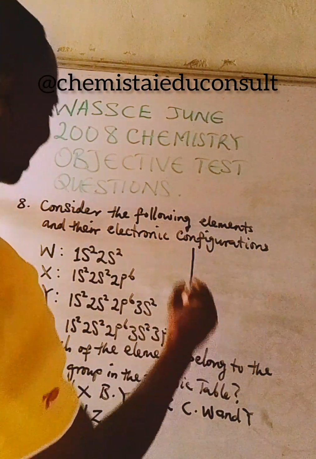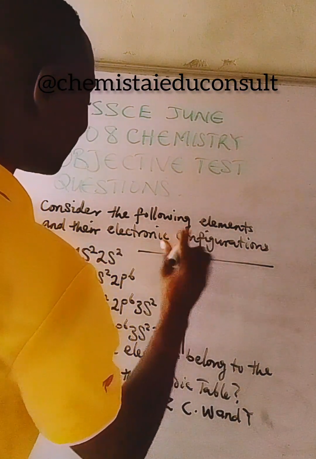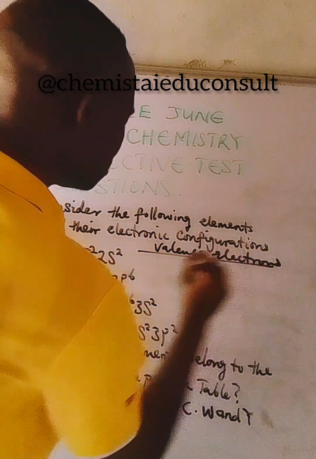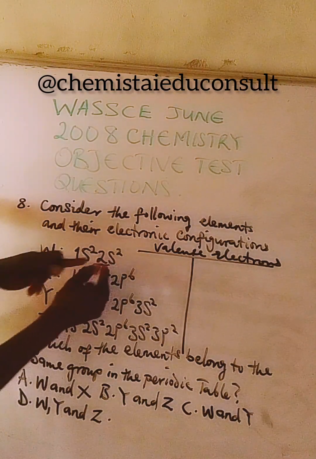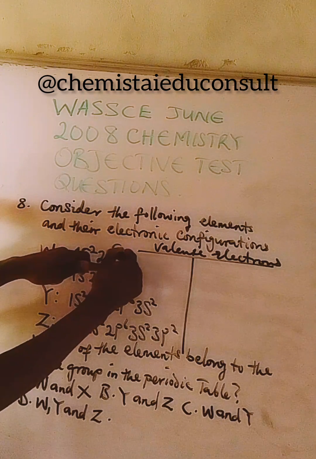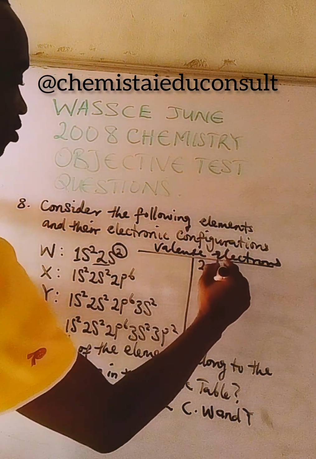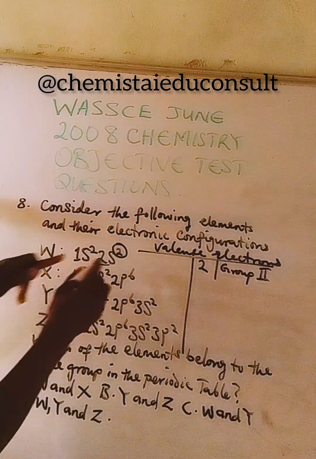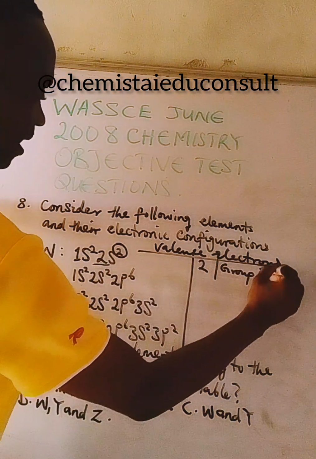So to find the valence electrons, you locate the last shell. Like here we have shell 1, shell 2. This is the last shell, and this is the orbital. The number of electrons on this last shell is 2. Therefore, this thing belongs to what? Group 2.